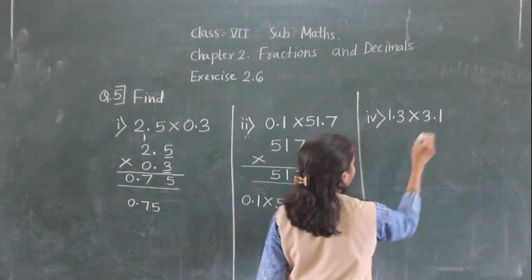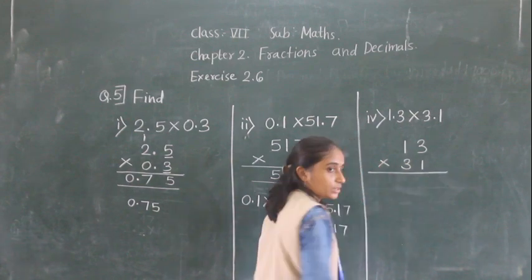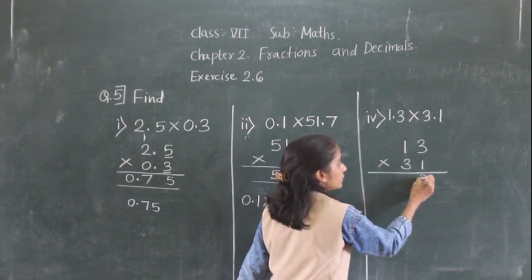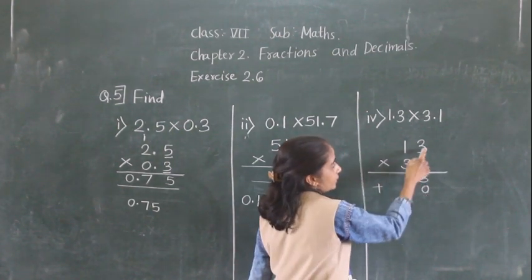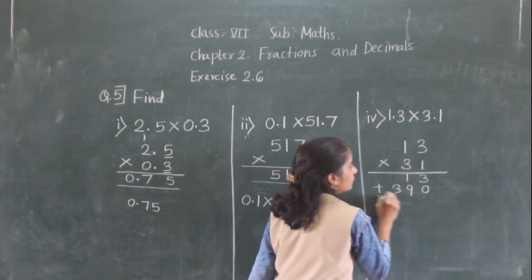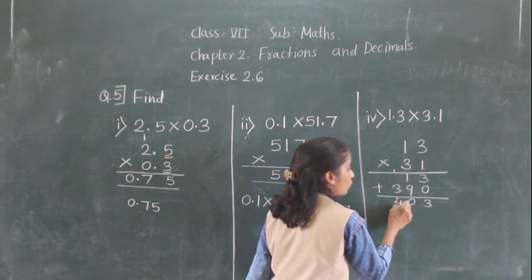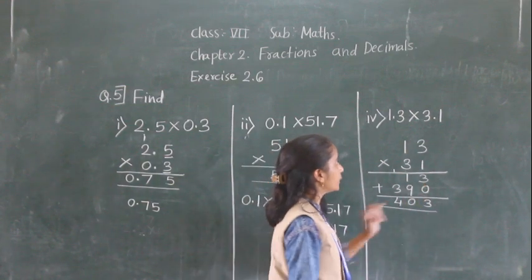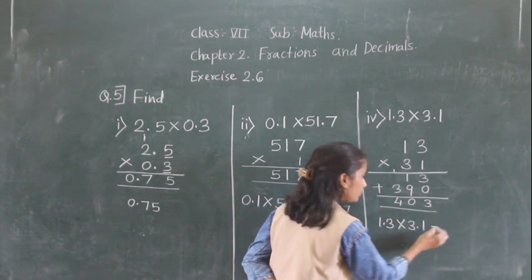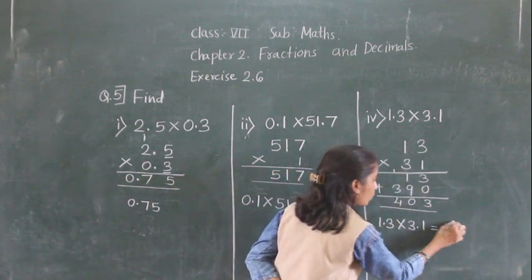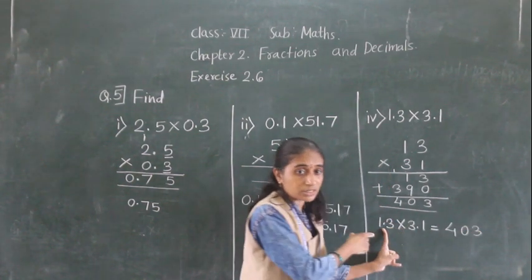1.3 multiplied by 3.1. We can write it as a simple multiplication without thinking about the decimal point. 1 3 is 3, 1 1 is 1, plus we have to give a 0. 3 3 is 9, 3 1 is 3, 3 plus 0 is 3, 9 plus 1 is 10, carry 1, 3 plus 1 is 4. So the answer we got is 403, without the decimal point.